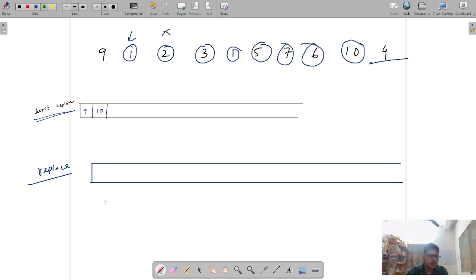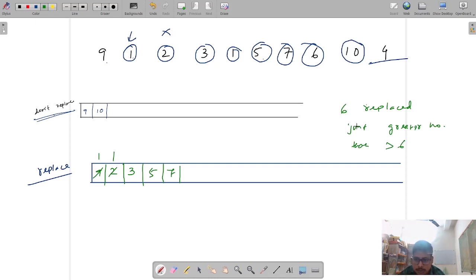Okay. So we will push 9. We got 1. We replaced with 1. We got 2. We push it, we got 3, we push it, we got again 1, push 2, we replace 2 with 1, we got 5 added, because 5 is greater than 3, 7 added, 7 is greater than 5, 6 is not greater than 7, 6 will be replaced with just greater number than 6, so 6 will be replaced with just greater number than which one? 6 itself.